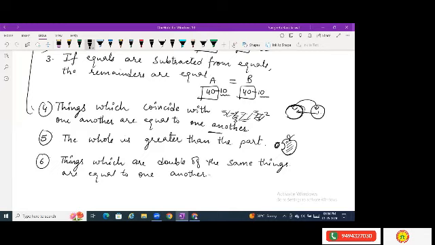Things which are double of the same things are equal to one another. Now suppose A got 40 marks in the test. B also got 40 marks in the test. If I make their marks double, 40 plus 40 is 80. Here also I double the marks, 40 and 40, that's 80. That means again they are equal. They are equal to one another. So things which are double of the same things are equal to one another.